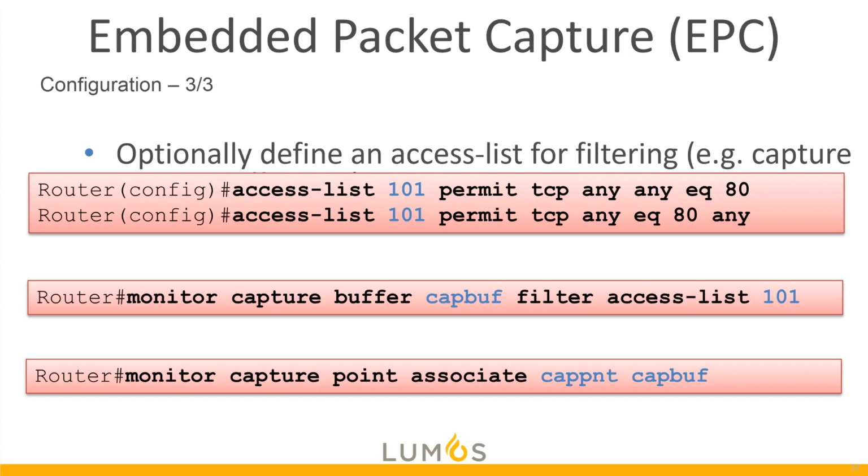This would be a Boolean or, so if it's destination port 80 from anywhere to anywhere, source port 80 to destination anywhere would also be captured, and we'll run that against our capture buffer using the access list. And then finally, we'll associate the capture point, what it is we want to monitor, with the buffer, how much we want to monitor, and the access list specifying the interesting traffic.